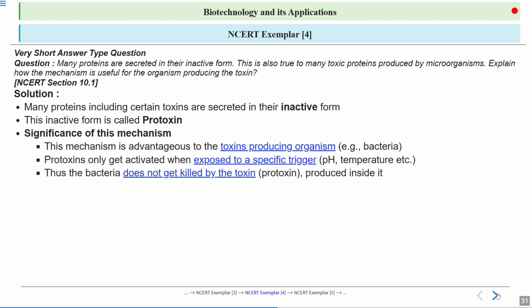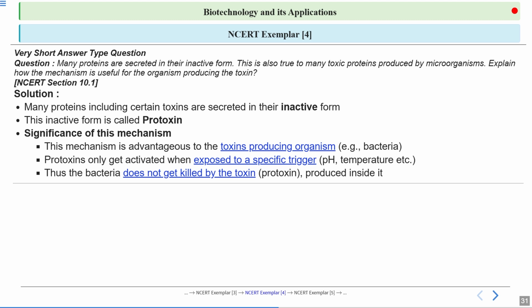Many proteins, including certain toxins, are secreted in their inactive form. This inactive form is called protoxin. What is the significance of this mechanism?